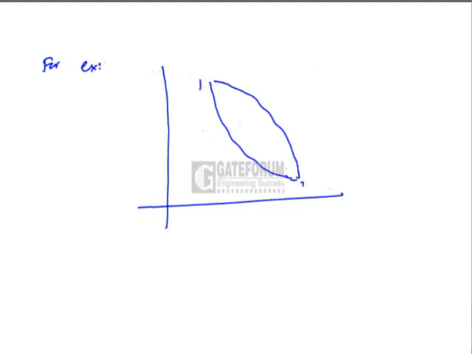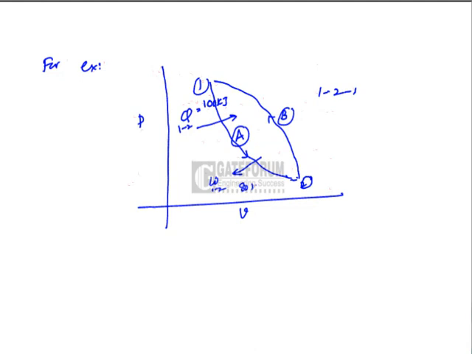1 to 1, which is having two different paths, namely path A and path B. 1 to 2 is path A and 2 to 1 is path B. Let there be a heat supply of Q1 to 2 of amount, say 100 kilojoules supplied to the system, and there may be a work of W1 to 2, maybe 80 kilojoules work done by the system, which is also positive.